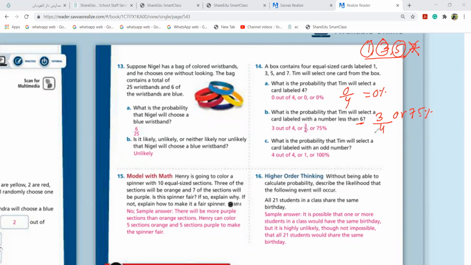Did you get it till here? Yes. What is the probability that Tim will select a card labeled with an odd number? What is the meaning of odd number? If I write 1, 3, 5, 7, what is the meaning of odd number? Odd number means which is not a multiple of 2. Write it down if you don't know. Odd number means not a multiple of 2. So all are not multiples of 2. So it's 4 out of 4, that is 1. That is 100%. All are.